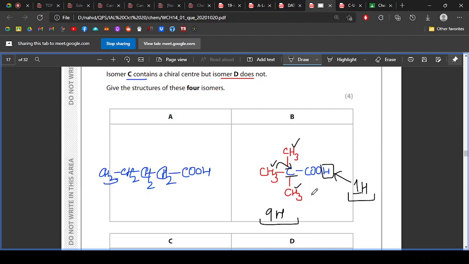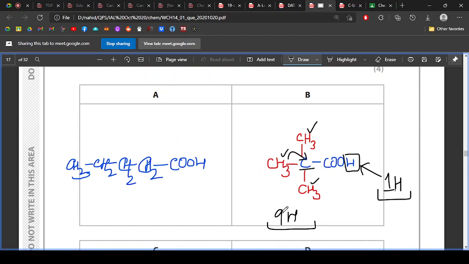Take a closer look. Your voice was lagging. I'm facing internet issues. Can you repeat? Yes, sure. So the neighbor, does the neighbor have any hydrogen? Like it has one hydrogen? No, the neighbor doesn't have hydrogen. Take a closer look.